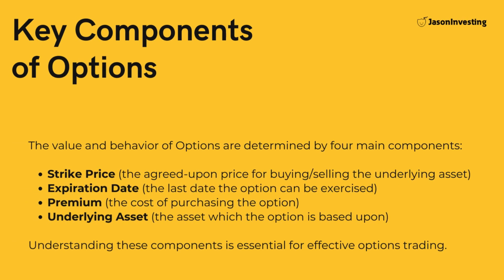The key components of options are determined by four main components, namely the strike price, expiration date, premium, and the underlying asset. Two of the components, strike price and expiration date, affect the premium as well. One thing that is missing from this is the implied volatility, which is also a key component of options. But for now, let's just talk about these four components.